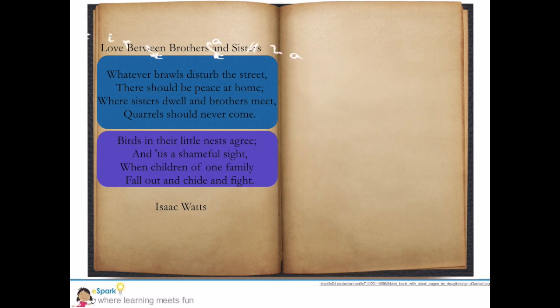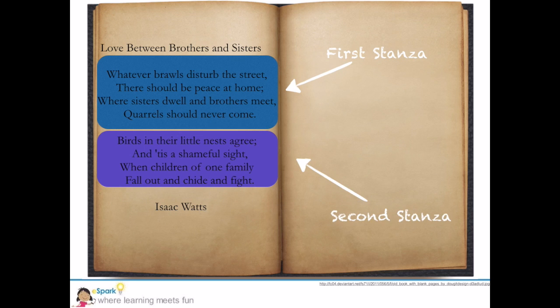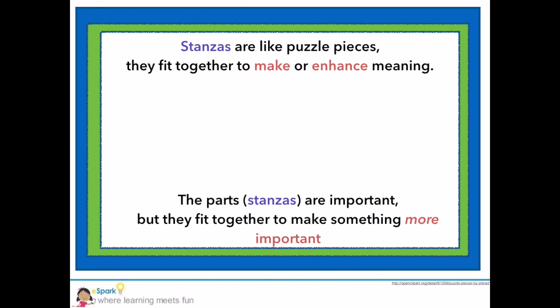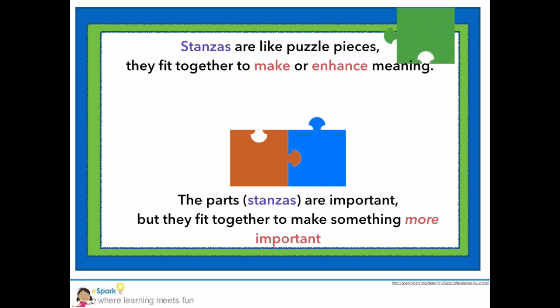The poem we are looking at today is broken into two different stanzas. We can call them the first and the second stanza. Pretty easy, right? Alright, so we know how to find stanzas. Let's talk a little bit about their role in a poem. Stanzas are kind of like puzzle pieces. They fit together to make or enhance meaning. Each part or stanza is important, but they fit together to make something more important.